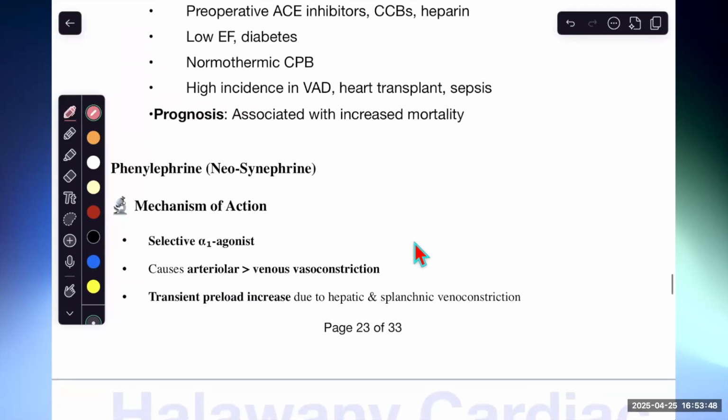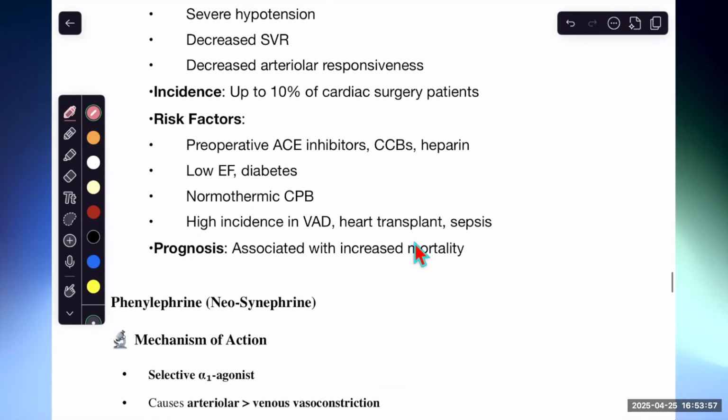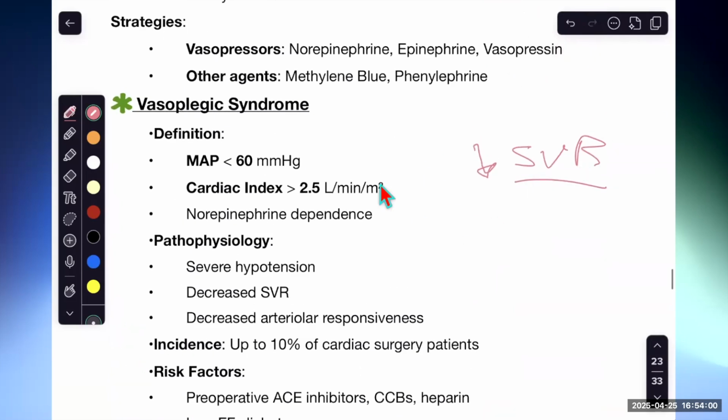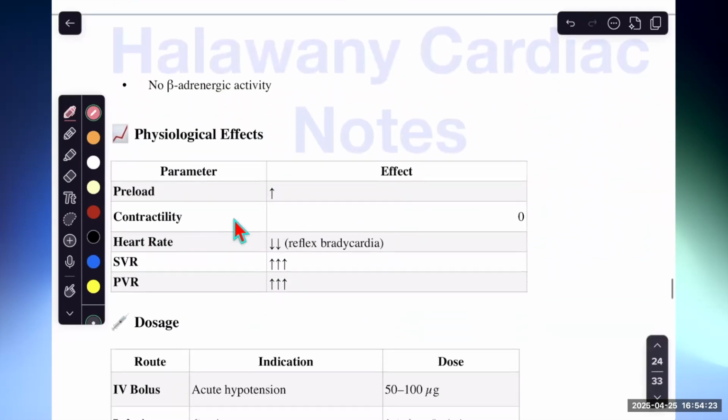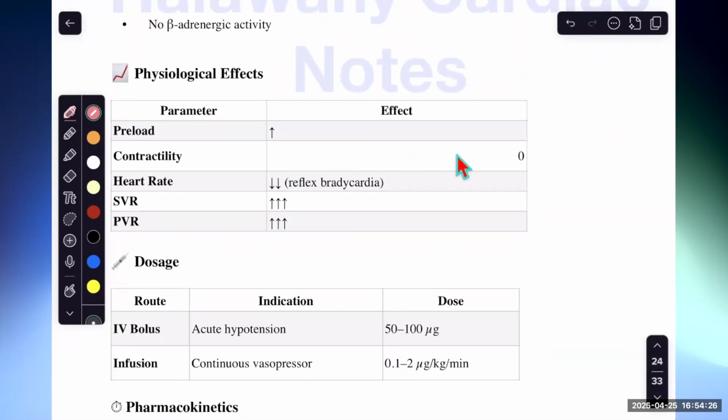I will go here with some vasopressors, okay. I did not mention them with the inotropes; I kept them here where I handle the SVR. So these are vasopressors. The first one, noradrenaline, we spoke about. Now we have the phenyl. Phenylephrine is a selective alpha 1 agonist that causes more arteriolar than venous vasoconstriction. Transient preload increase. How? Hepatic and splenic vasoconstriction help you with the venous return, and there is no beta effect. So it increases the preload, nothing on the contractility, and reflex brady, and this is very significant with phenyl.